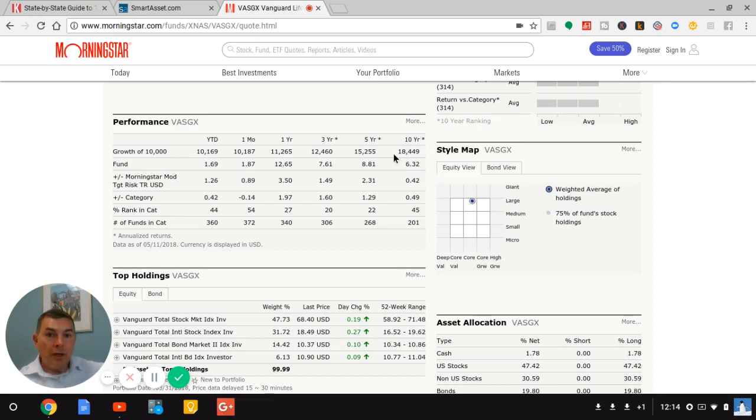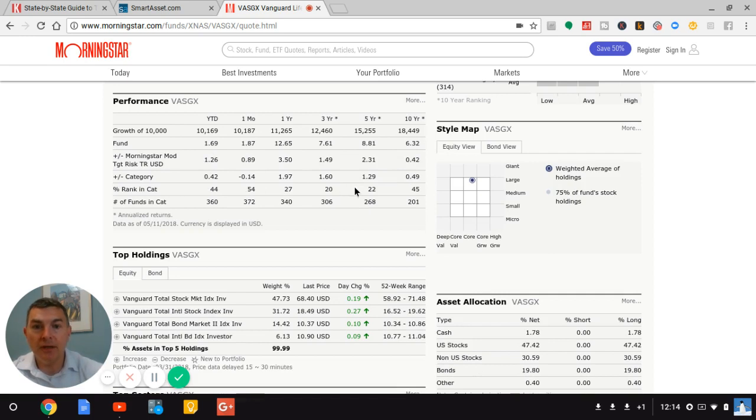It grew to 18.4 to 49,000, which meant it returned 6.32, which is better than the Morningstar moderate target risk total return benchmark. It's better than its category. The percent rank in its category is 45%, and the number of funds in the category is 201. So it did better than 55% of funds over that 10-year time frame. It did worse than 45%. Okay, at the end of the day, though, what funds have done better? What kind of risks do they take? And frankly, are they net of fees, actually?